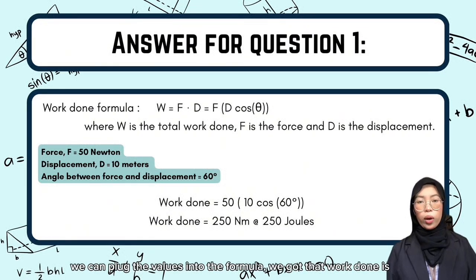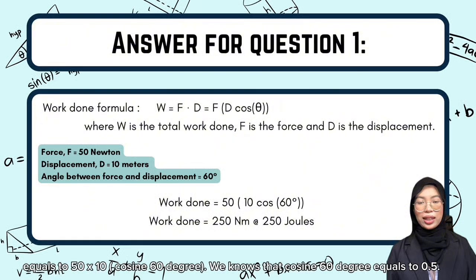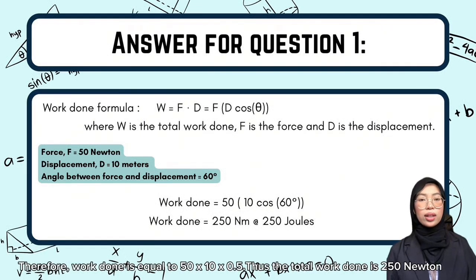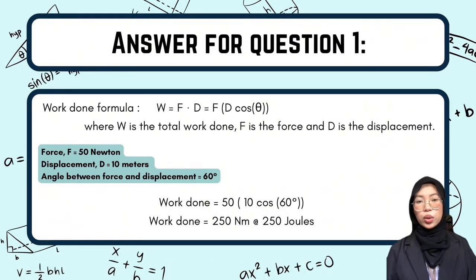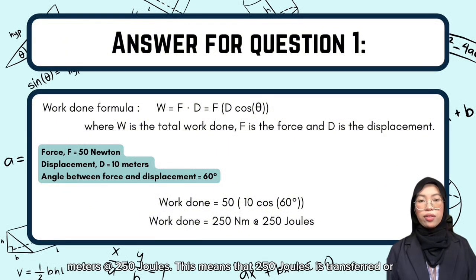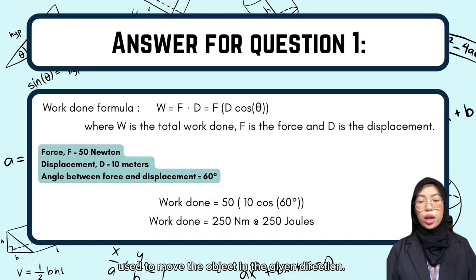We get that work done is equal to 50 times 10 times cosine 60 degrees. We know that cosine 60 degrees equals 0.5. Therefore, work done is equal to 50 times 10 times 0.5. Thus, the total work done is 250 Newton meters or 250 joules. This means that 250 joules is transferred or used to move the object in the given direction.